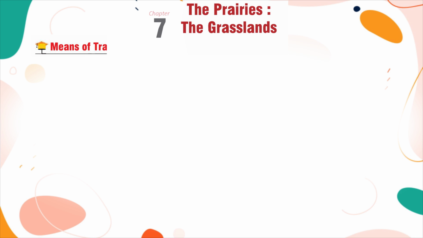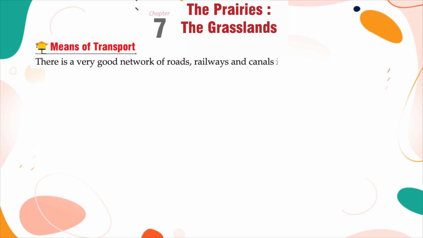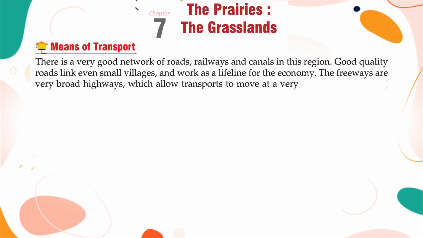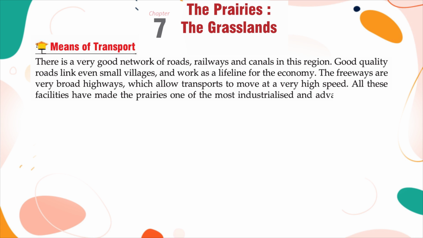Means of transport. There is a very good network of roads, railways, and canals in this region. Good quality roads link even small villages and work as a lifeline for the economy. The freeways are very broad highways which allow transports to move at a very high speed. All these facilities have made the prairies one of the most industrialized and advanced regions in the world.